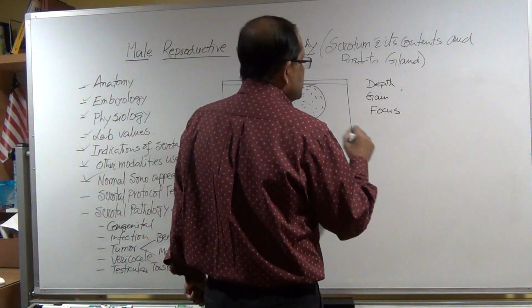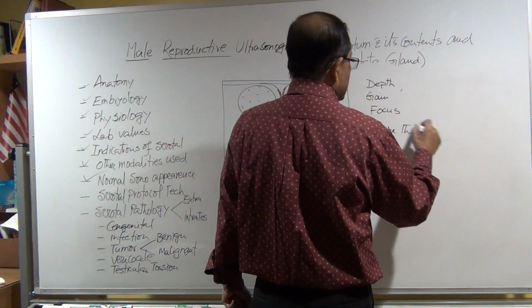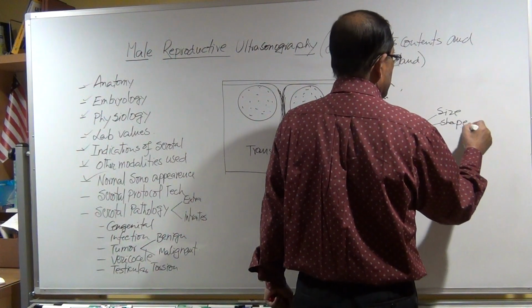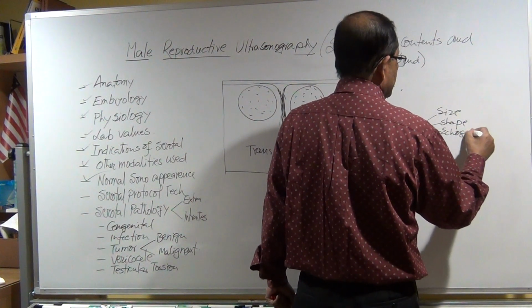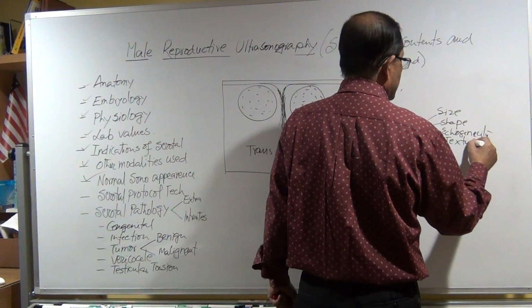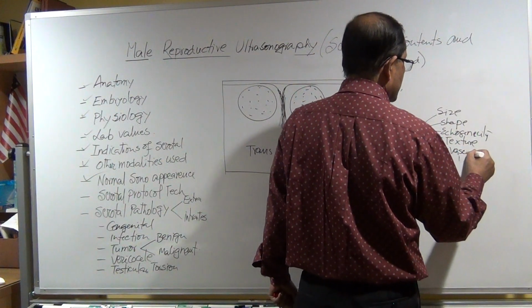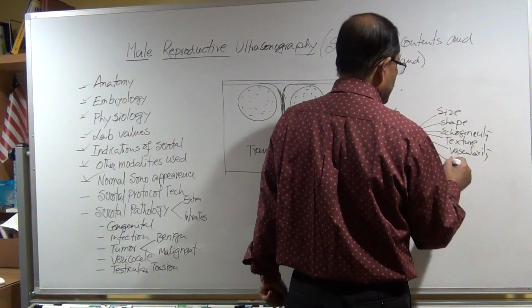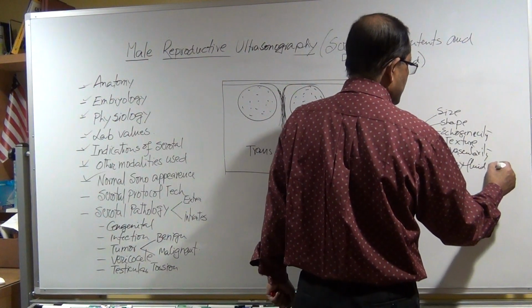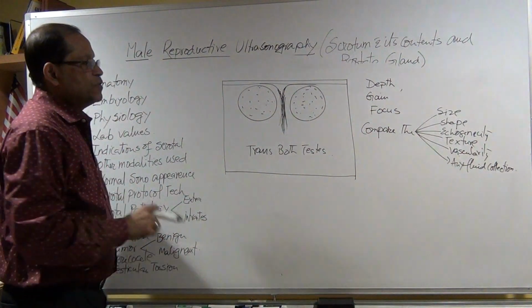Why? We need to compare the size, shape, echogenicity, texture, vascularity, any fluid collection, okay? I need to compare.